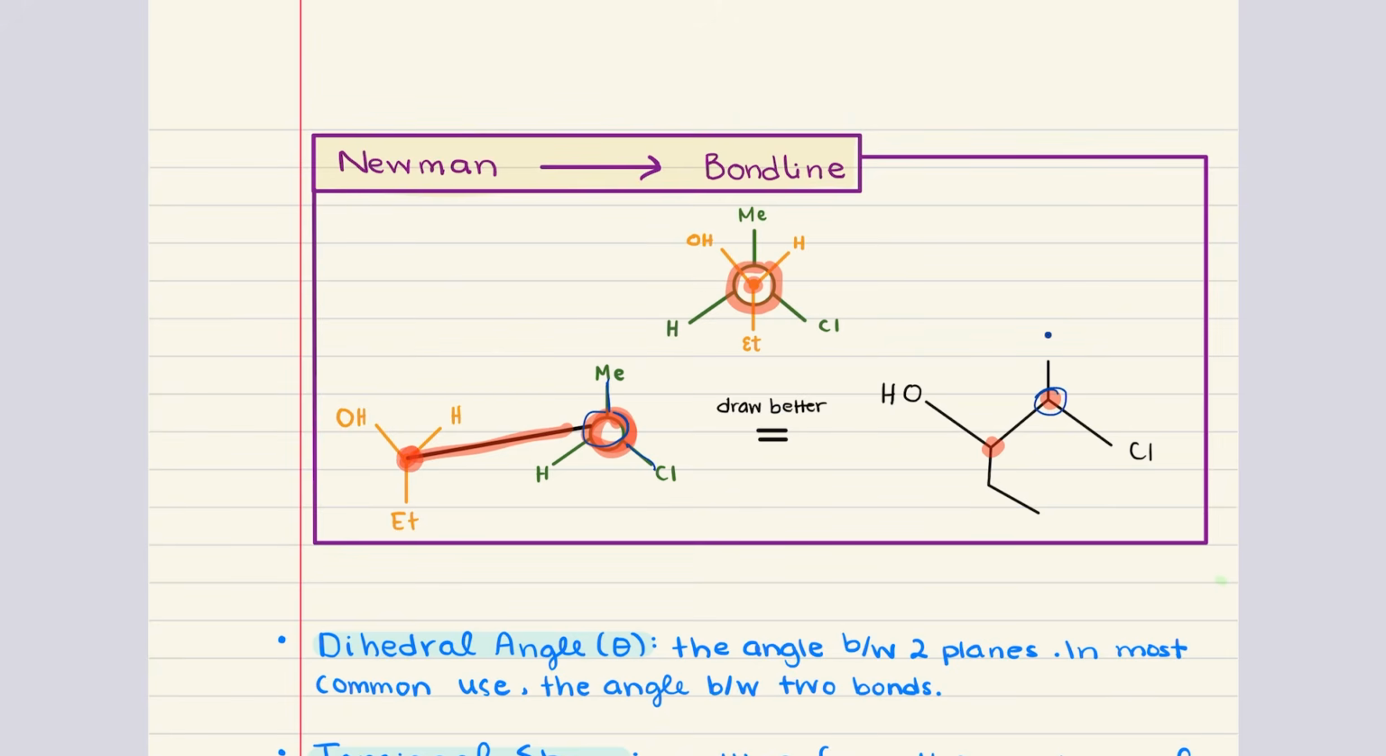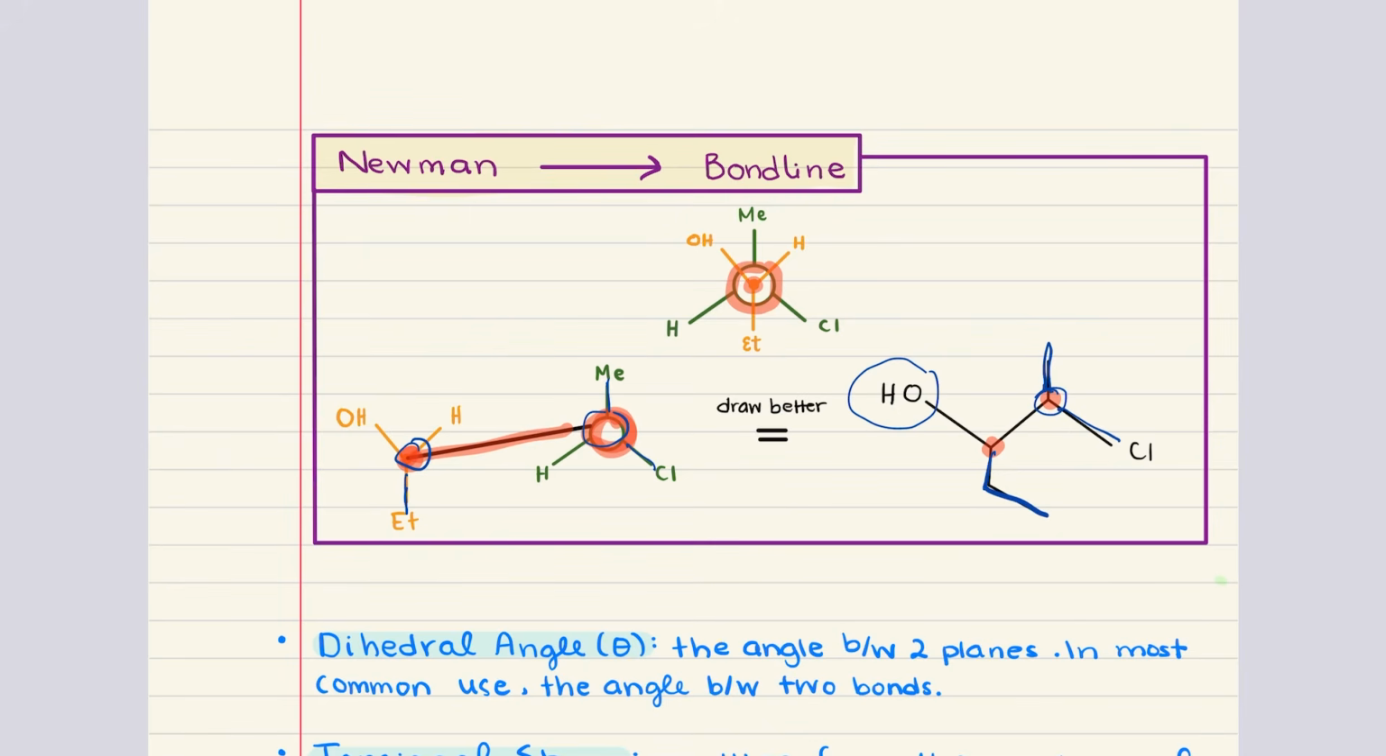So what you notice here, we have depicted that properly with the methyl group pointing up and the chlorine group pointing down. For our front carbon, we have an ethyl group pointing downwards, which we drew out fully, and an alcohol group pointing upwards. Remember, with bond line, we do not explicitly draw the hydrogens.